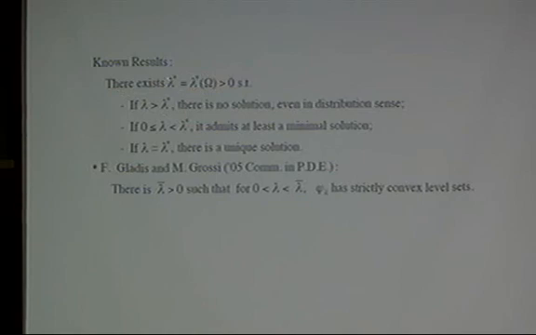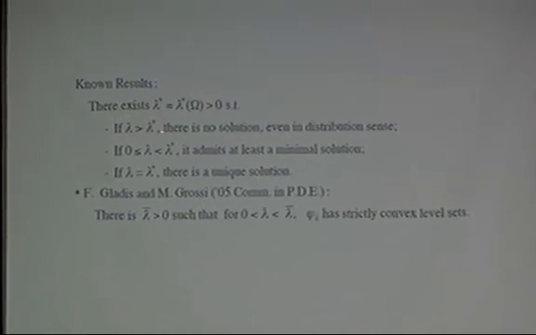You have a critical lambda star, and if lambda is greater than lambda star, there is no solution, even in the distribution sense. If lambda is smaller than lambda star, then you have a solution, and also you have a minimal solution. That is the smallest solution among the solutions, and that is the solution that I'm interested in. And if lambda is lambda star, then there is a unique solution. And then Gallouët and Grossi showed such a solution will have convex level sets as lambda goes to 0. So if lambda is pretty close to 0, then you have some geometric structure.